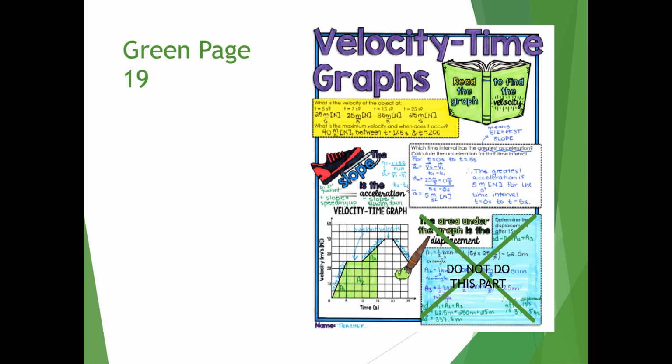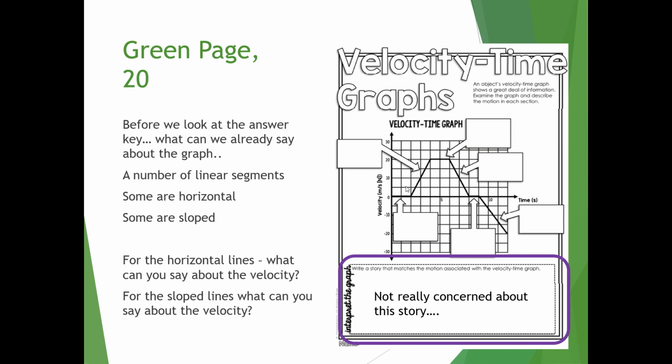So that's velocity time graphs, the first page. For the second page, on page 20, we've got something very similar to what we did in the position time graphs. And again, we're not concerned about the story. And before we look at the graph, what can we say about it?